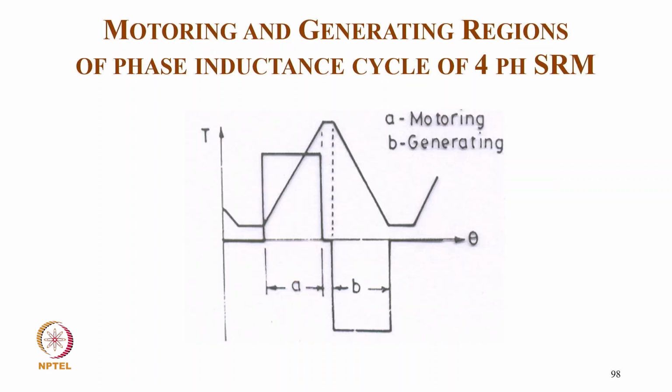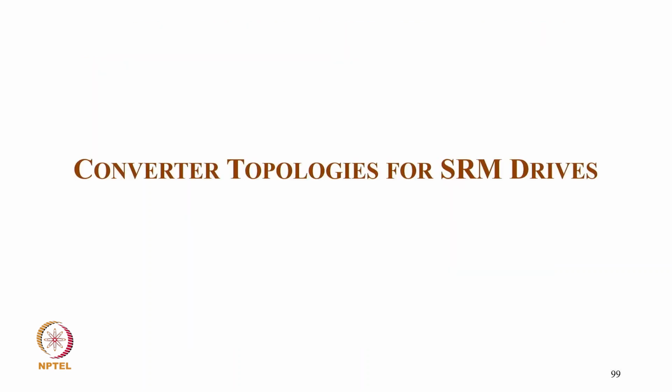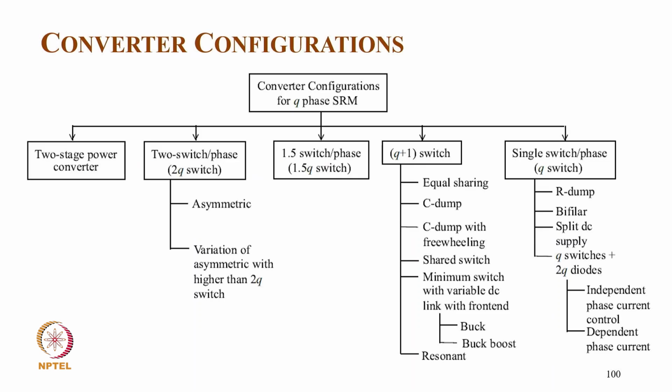Then the torque-speed characteristic. You typically have the motoring and generating regions of the phase inductance change cycle. When the inductance is rising you have motoring, and when it is falling it is for regeneration, typically the reverse motoring also.